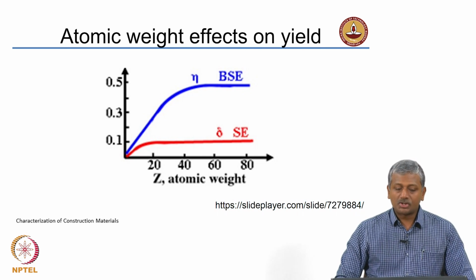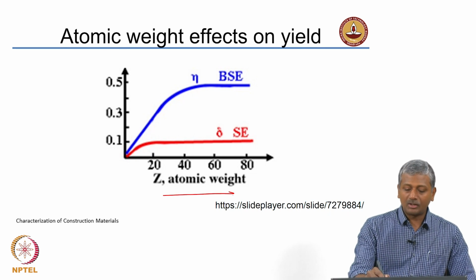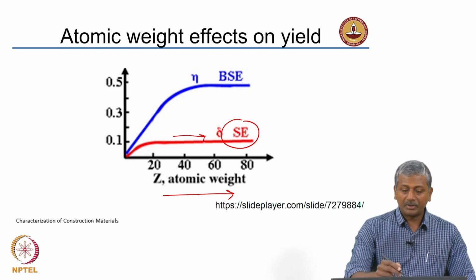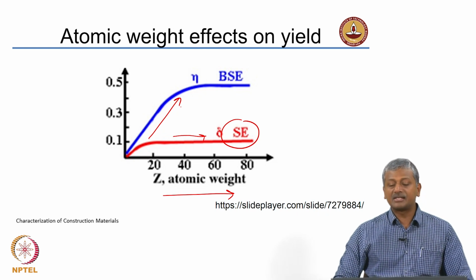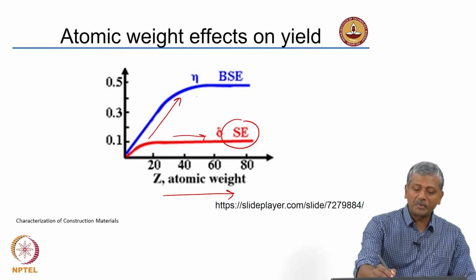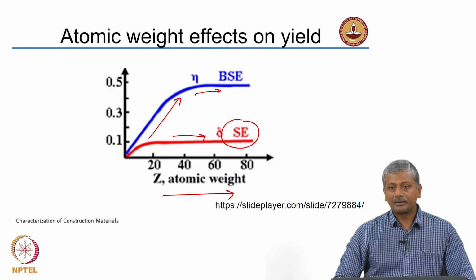So, again this is just showing you the atomic weight effects on the number of backscatter electrons that come out. With the atomic weight, the amount of secondary electrons sort of saturates, but the amount of backscatter electrons can have a significant increase with the increase in atomic weight of the sample. Now, of course, beyond a certain point this also starts getting leveled.